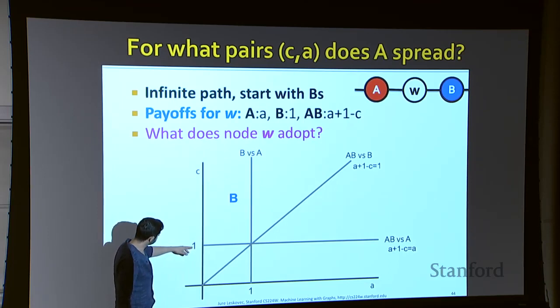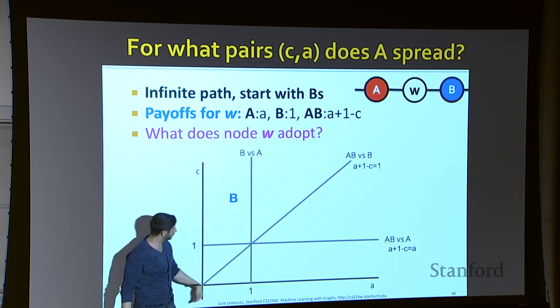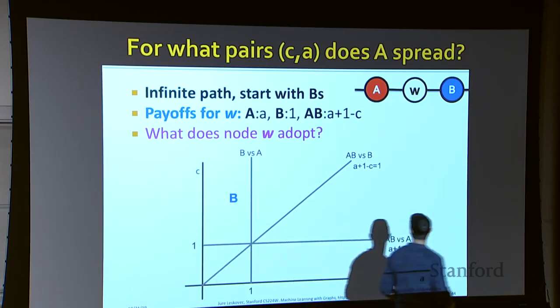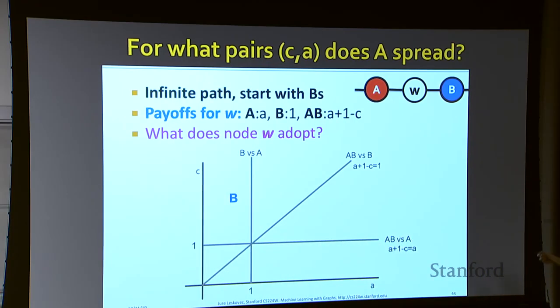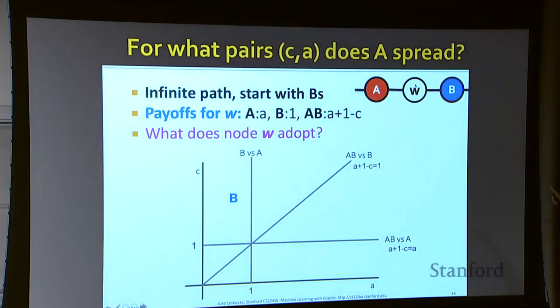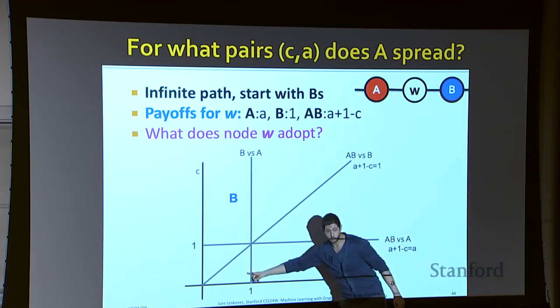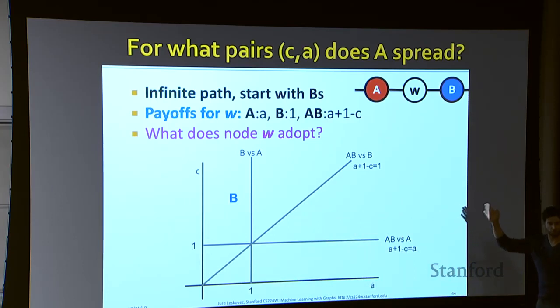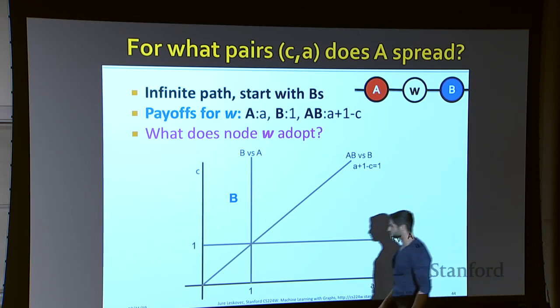So when the cost is above 1 and the payoff A is smaller than 1, then the rational choice is to stay with B. So let's go up and think about this example again. I'm here. I have to make a choice for my node W. My payoff with B is fixed to 1. If I switch to A, my payoff will be smaller, because I'm on this side of the axis. And switching to AB would be even worse because I would be paying the cost C. So that's the first choice that we make.